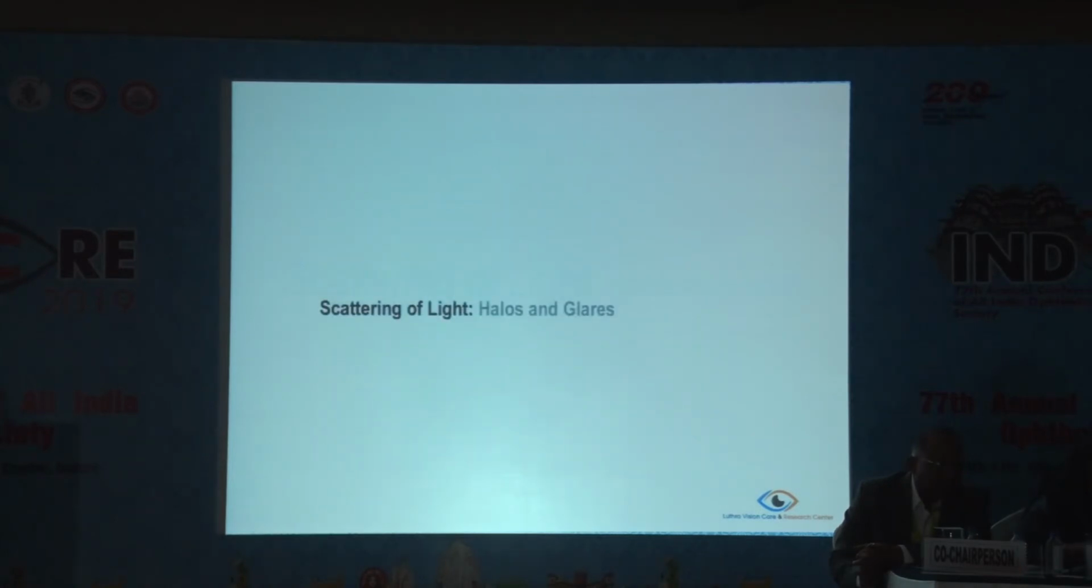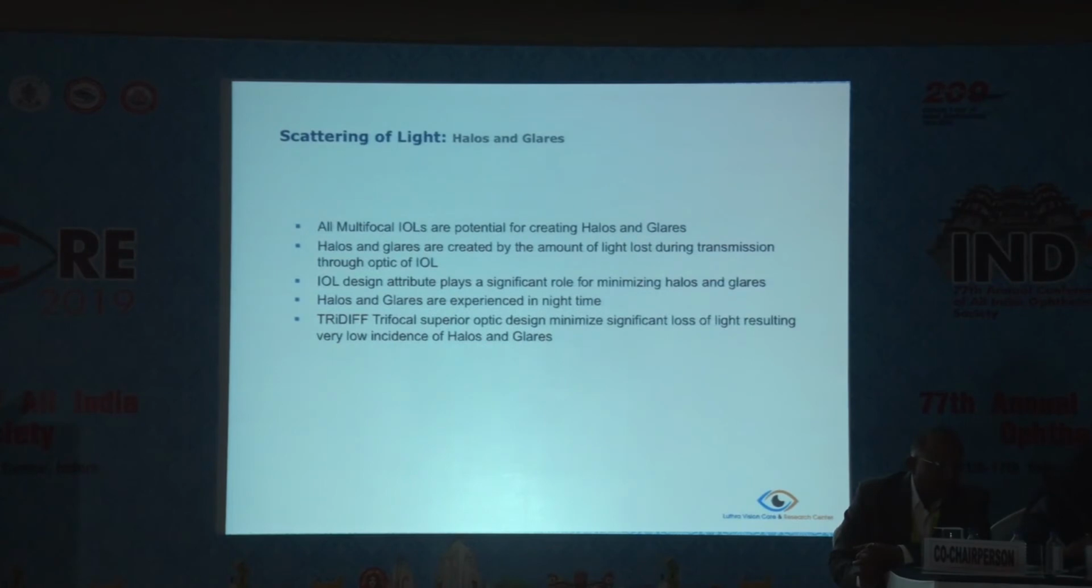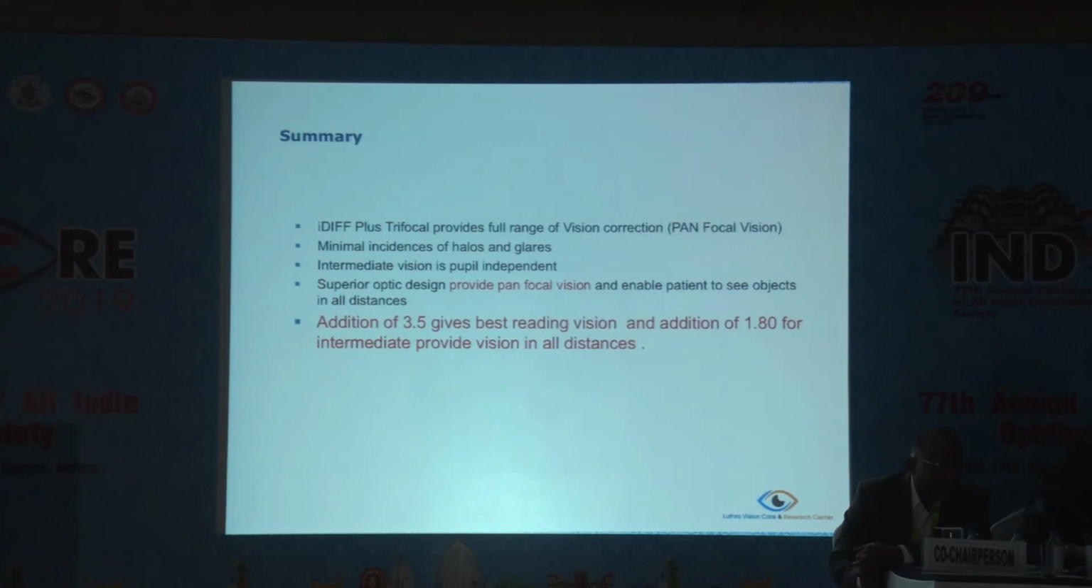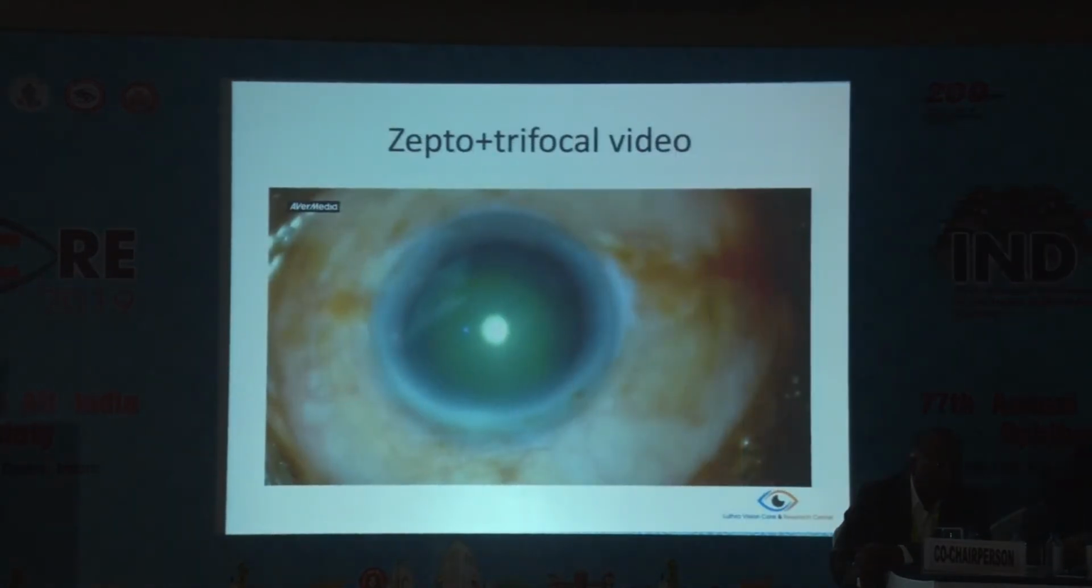Scattering of course happens with all the multifocal or trifocal lenses, but yes, what makes this one different or reduces the glare here is the decreasing step height and increasing angulation from center to the edge. This ensures excellent light distribution. To summarize, IDIF and the TriDiff lenses provide a panfocal vision, an addition of 3.5 for near and a 1.8 for the intermediate.